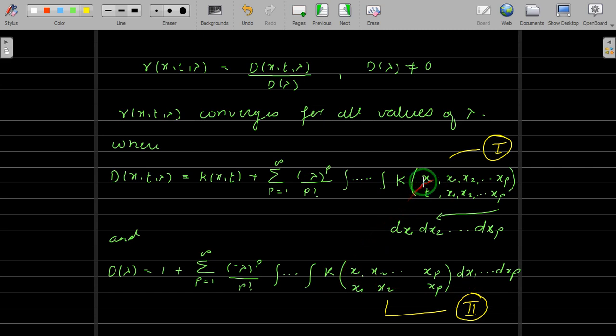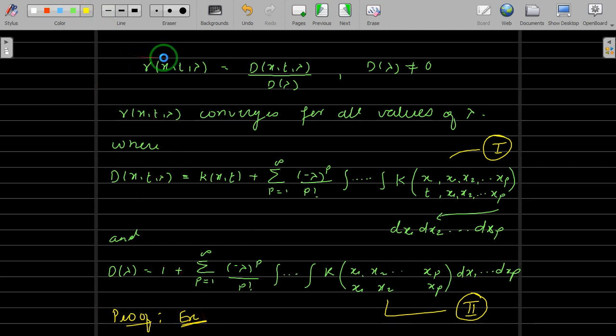Now remember, if p is equal to 1, you will have just x1, and hence only one integral. If p is equal to 2, you will have two integrals. If p is equal to 10, you will have 10 integrals. Likewise here, if p is equal to 1, you will have only one integral, that is k of x comma x and dx1. If p is equal to say 3, you will have 3 integrals. So this proof I will leave as an exercise. Try to prove this theorem.